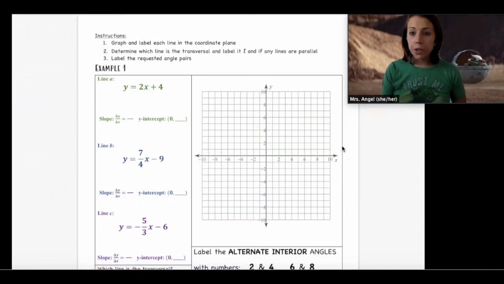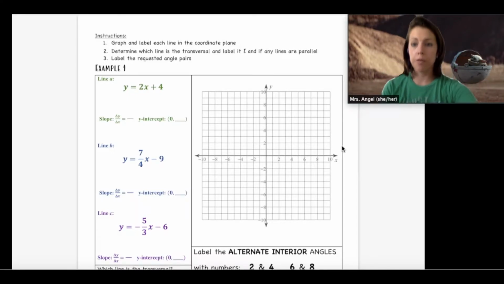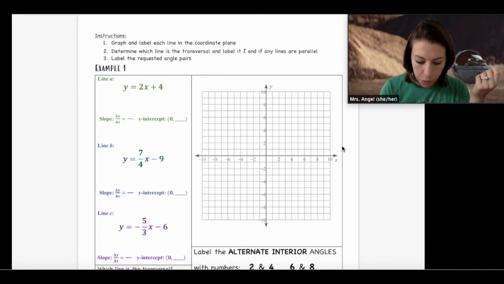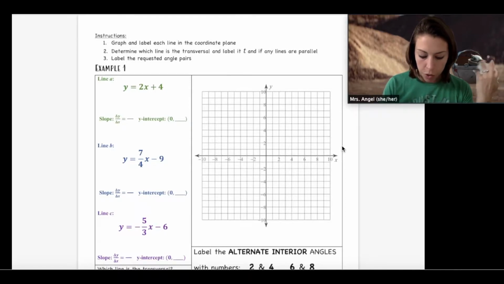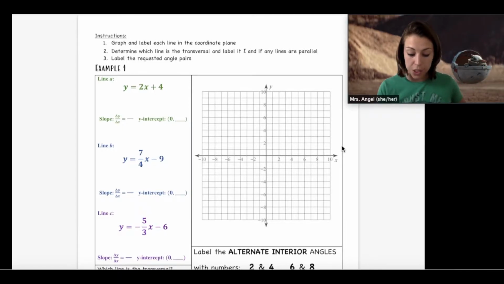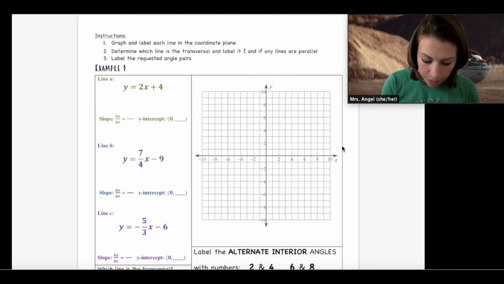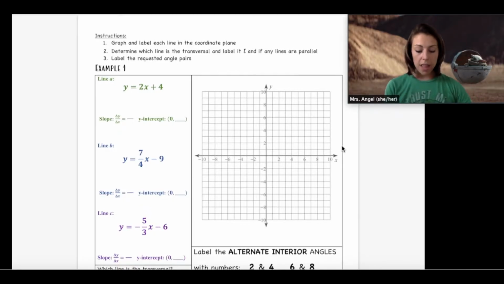So let's look at our first actual working example here for what we're trying to do. The directions: we're graphing and labeling each line, determining which line is the transversal and labeling it T, checking if any lines are parallel, and then labeling the requested angle pairs. So let's start with the graph.